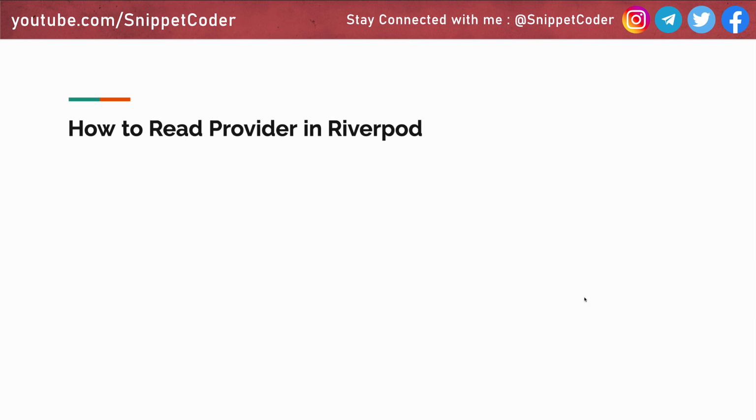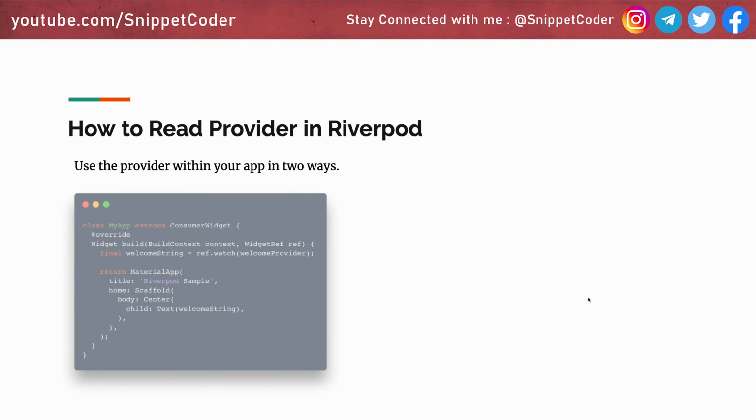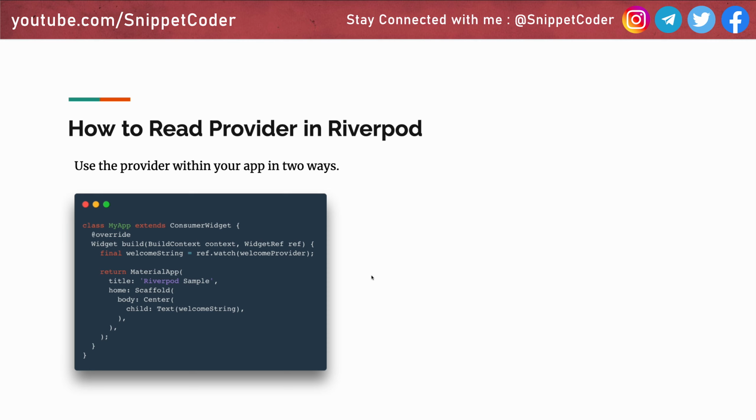For that we can use the provider within our app in two ways. The first way is to extend the app with ConsumerWidget, and here in the build function we have two parameters. The first one is a BuildContext and the second one is a WidgetRef. Here we create a variable, final welcome string equals ref.watch, and we provide the provider name, welcomeProvider, which we have created.